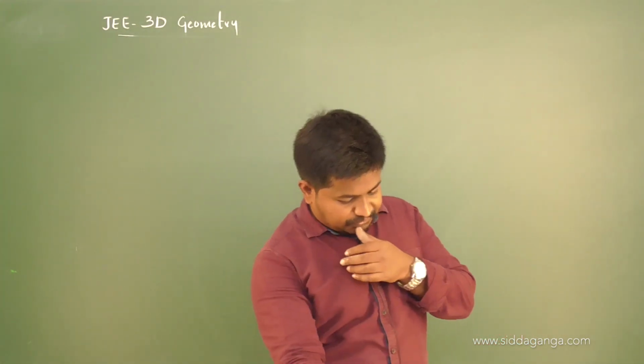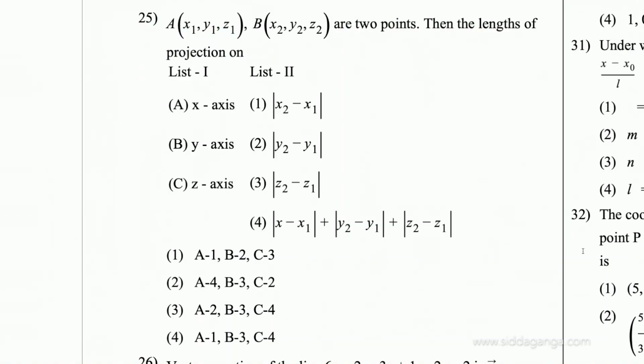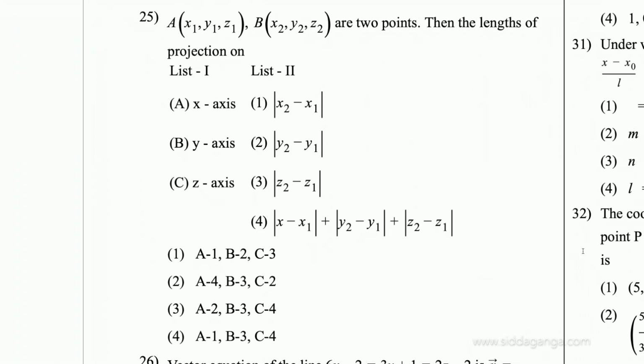Okay, question number 25. Two points are given, x1, y1, z1 and x2, y2, z2. So then the lengths of the projection, yes, this is what we have discussed about this in the last session.